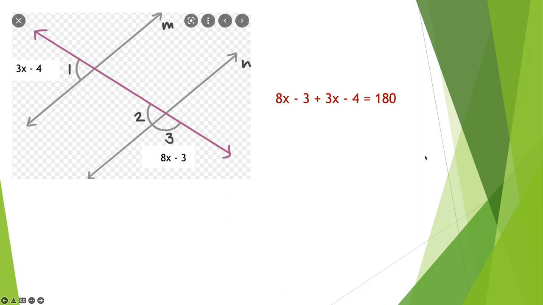Same side, same operation. That is combining like terms. I get 11x minus 7 is 180. Adding 7, 11x is 187. Dividing by 11, and we get x is 17. Okay? All right.